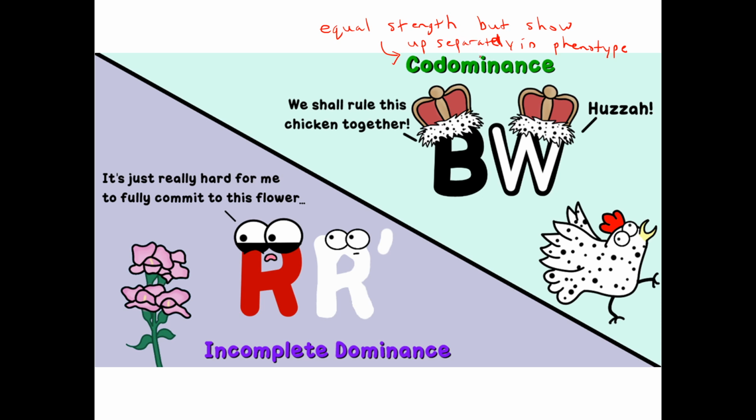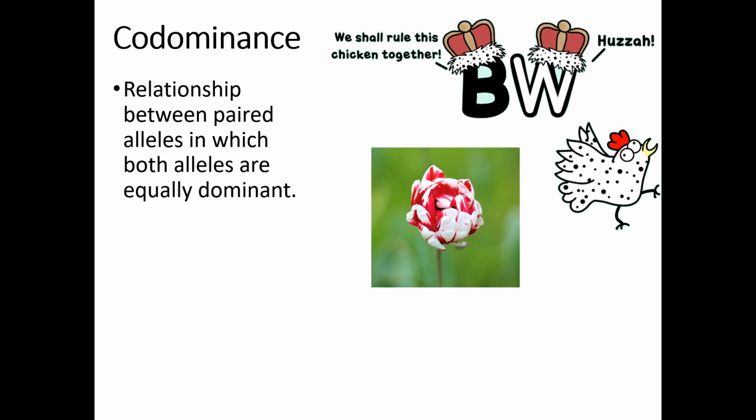So equal strength, they show up separately in the phenotype. That means if you have a capital B and a capital W, capital B codes for black feathers, capital W codes for white feathers. They're equal strength, so they both show up, but instead of blending together and making gray, you have equal but separate. Some black feathers and some white feathers. That's codominance. We'll talk about a few other examples here of codominance.